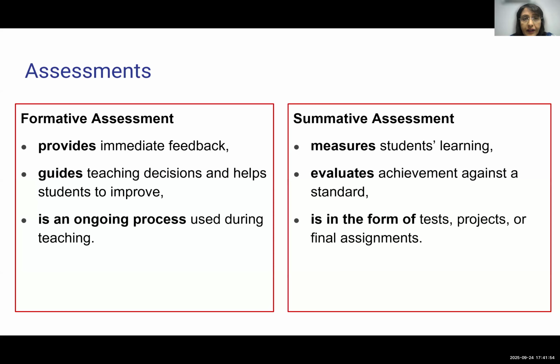In the same way, summative assessment is a way to measure what students have learned at the end of a unit or a course. It checks their achievement against a set standard. For example, giving a final test after a chapter is finished, asking students to submit a project at the end of a term, or students appearing in the final exam.